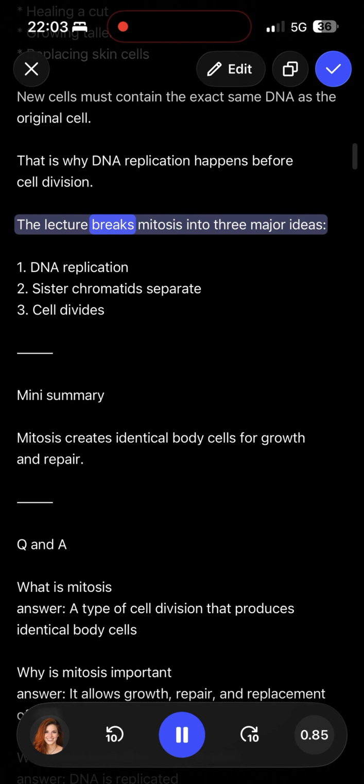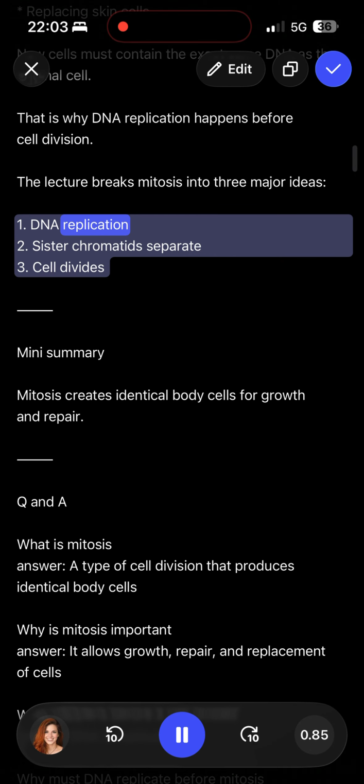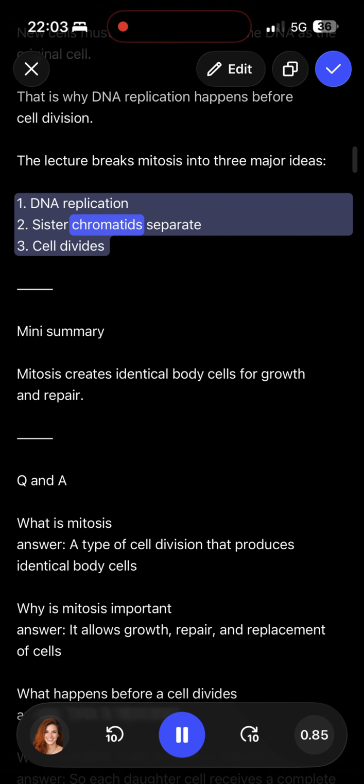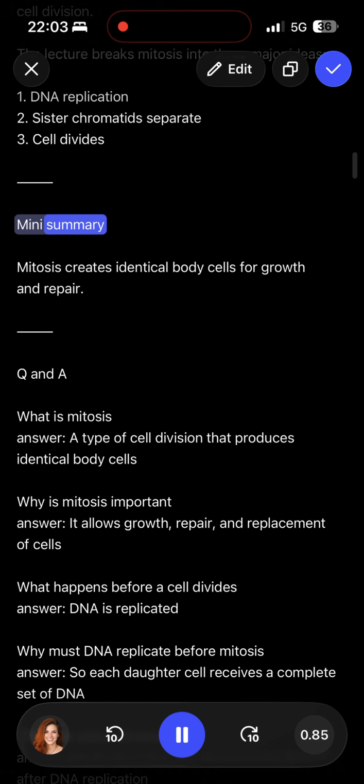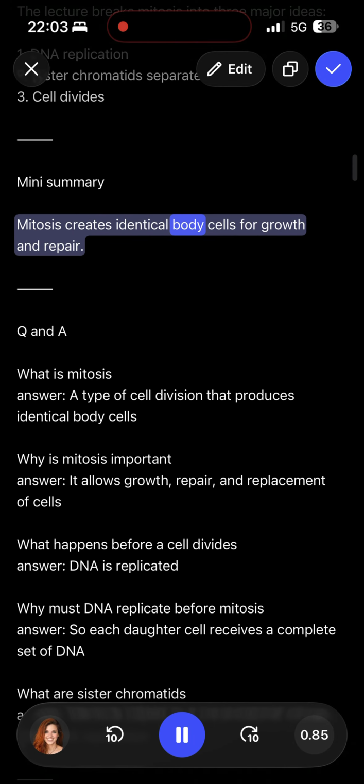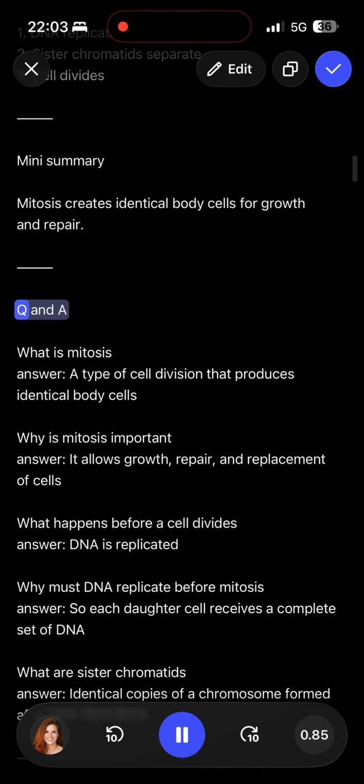The lecture breaks mitosis into three major ideas. 1. DNA replication. 2. Sister chromatids separate. 3. Cell divides. Mini summary. Mitosis creates identical body cells for growth and repair.